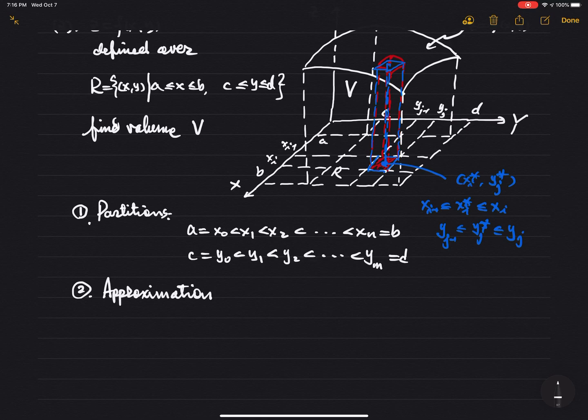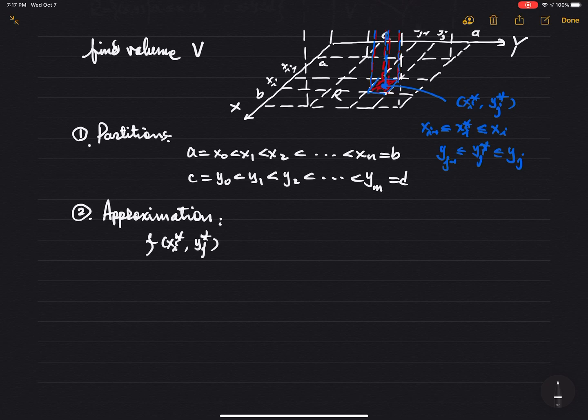Approximation, this time we use this to say here f(xi star, yj star). I noticed your book uses xij star, yij star. In fact, the index of x should not depend on j, and the index of y should not depend on i. So if you read your book carefully, you can see the difference. I think probably that's a misprint.